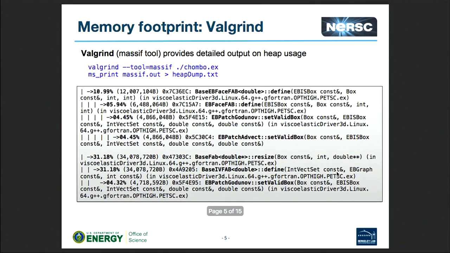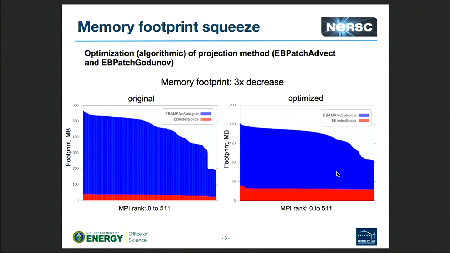The second optimization step was memory footprint reduction. Chombo-Crunch has a huge memory footprint. There are a lot of temporary variables to get conservative transport and conservative advection schemes. I used Valgrind, and its Massif tool shows detailed heap memory usage. With the help of Valgrind and some Chombo developers, we reduced the footprint about 3x, and now the typical workload on a node fits into MCDRAM memory.